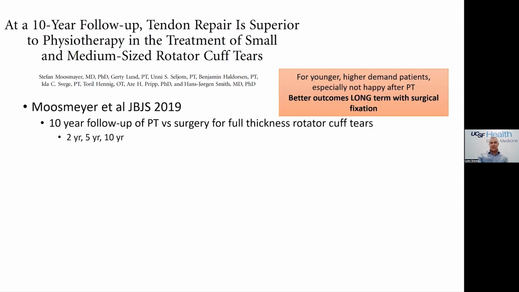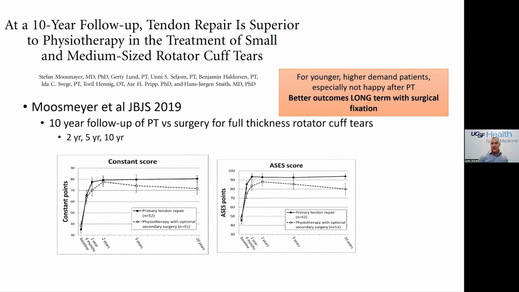And then going back to one of the other studies that Dr. Moosmeyer did, I think this is the most important study. So they looked at patients at 2 years, 5 years, and 10 years in a randomized controlled trial of physical therapy versus surgery for full thickness rotator cuff tears. And these patients started off symptomatic. And what they found when they published their first study is at 1 and 2 years, there was no statistical difference between physical therapy, shown in the dotted line, and surgery, shown in the dark line.